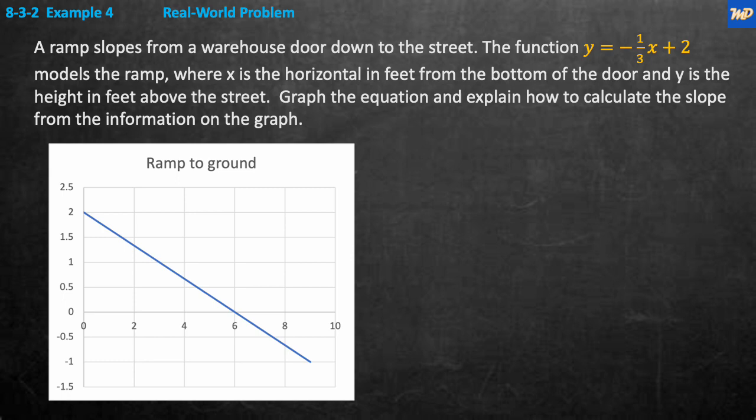The function y equals minus 1/3 x plus 2 is the equation of this line. It models the ramp where x is the horizontal distance in feet from the bottom of the door outward toward the street, and y is the height in feet above the street. Graph the equation, we've already graphed it, by the way, and explain how to calculate the slope.